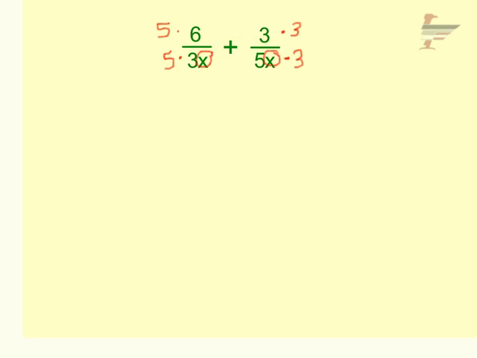So let me rewrite this. Our first fraction, we have that 5 times 6, which will be 30, over, now our denominator is 5 times 3x, which is 15x, plus our second fraction, the 3 times the 3 is 9, over 5x times 3 is 15x. So you can see we have a common denominator, so we can go ahead and do this addition. One thing to keep in mind when you are adding or subtracting fractions and you get that common denominator, the common denominator stays the same. So I already know that's going to be a 15x.